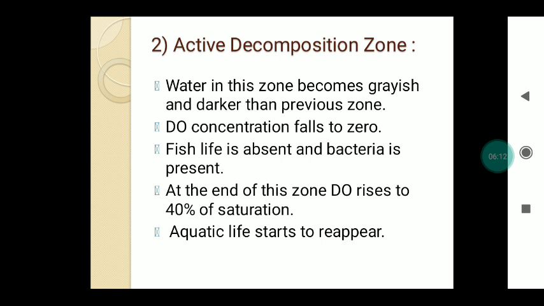At the end of this zone, DO goes on rising up to 40% of the saturation. While flowing in the river, the dissolved oxygen increases in this active decomposition zone, and it rises up to the 40% of the saturation zone. And at the end of this zone, aquatic life appears.